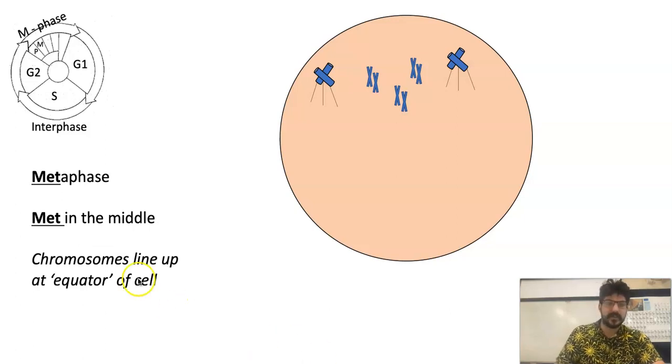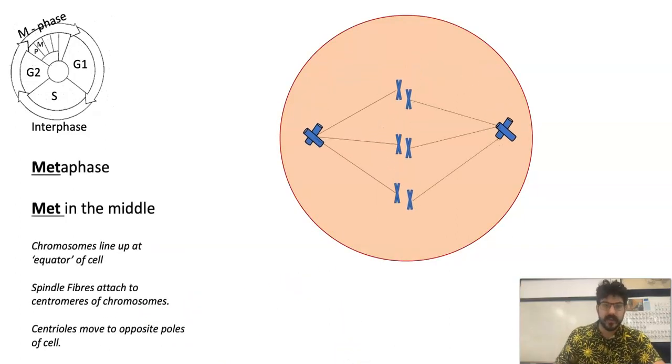Time to move on to metaphase. MET for met. At the beginning of metaphase, and also MET for met in the middle. The key thing that happens during this process is that the chromosomes all line up in the equator of the cell in pairs. The other thing you'll notice is that the centrioles move to opposite poles of the cell. If you can imagine a dotted line going all the way down the center of the cell, that would be the equator, much like the equator of a planet, and these guys then move to the north and south poles away from that equator.